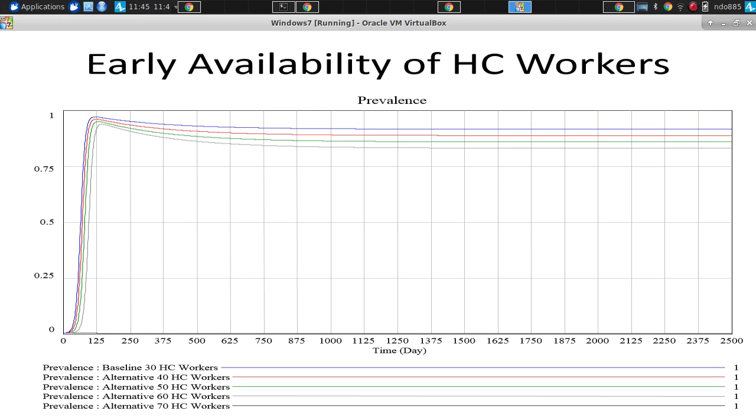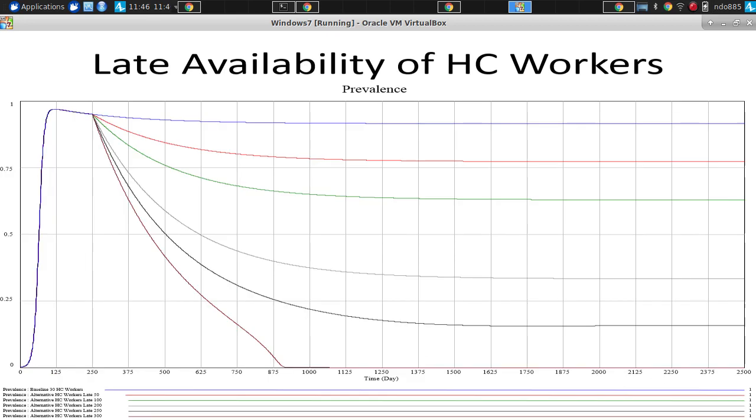Let's take a look at this, though. What if you introduce those healthcare workers later? Suppose they're not there from the start. If they're there from the start, 70 healthcare workers does the trick. It causes the infection to never take off. What do you think? If I introduce 70 after the infection is already established, what do you think is going to happen? Sorry? So it doesn't even dent it. Okay, so let's take a look.